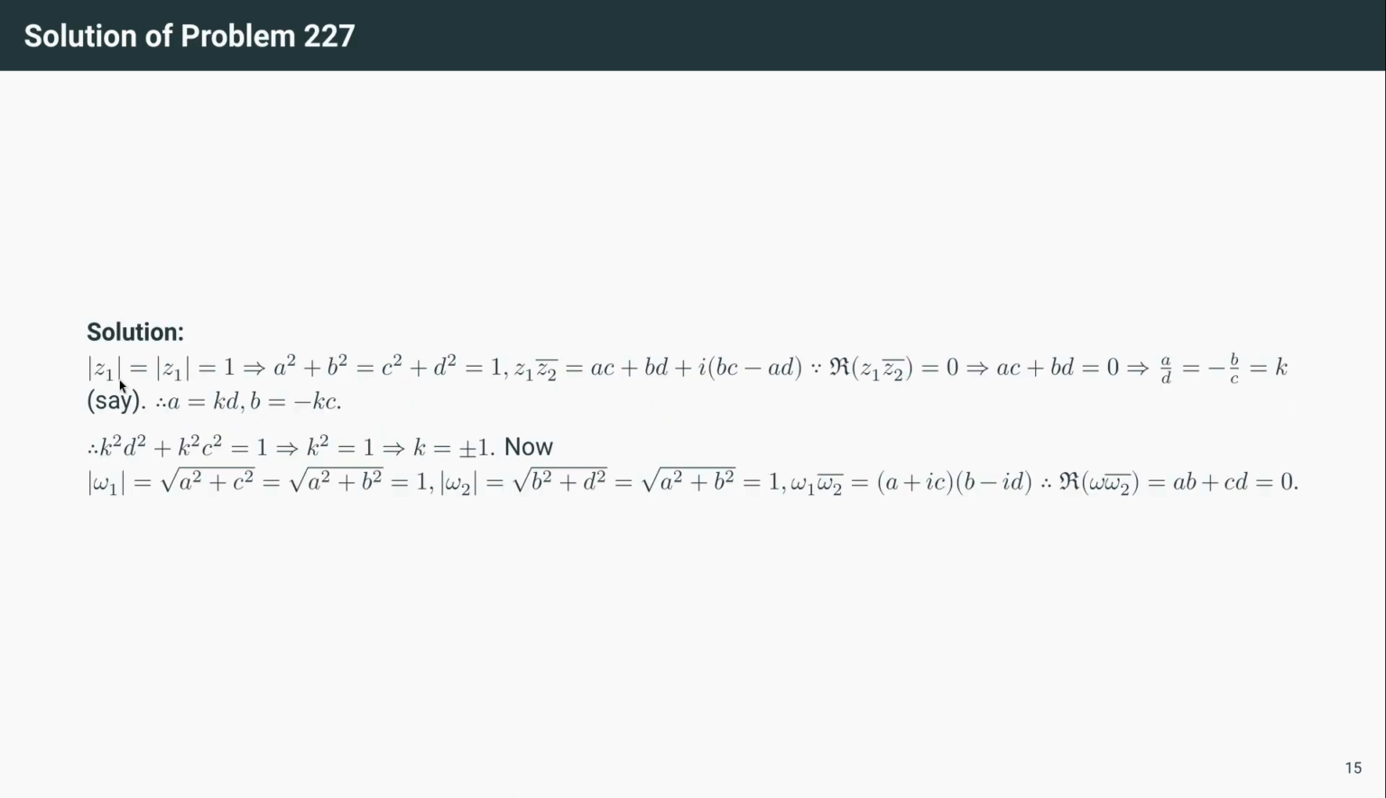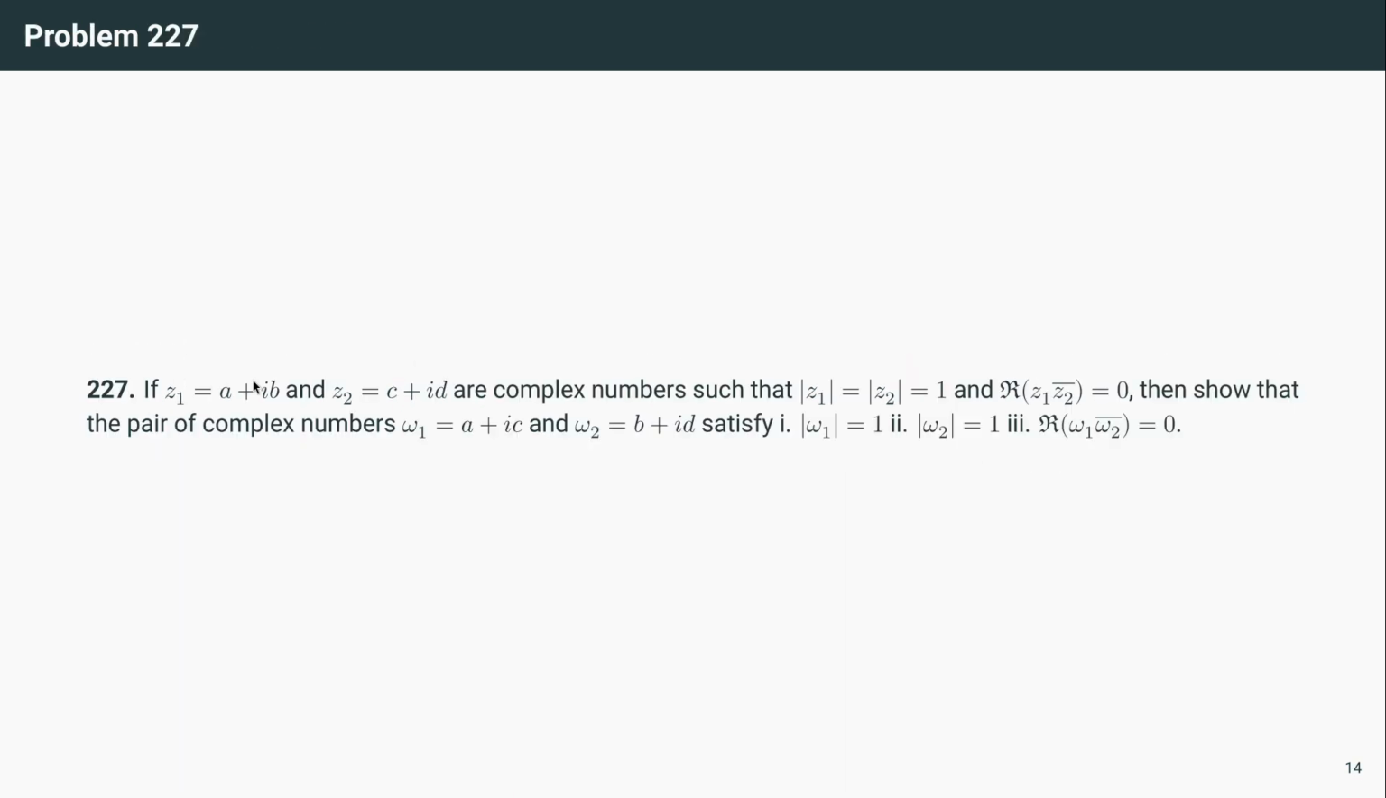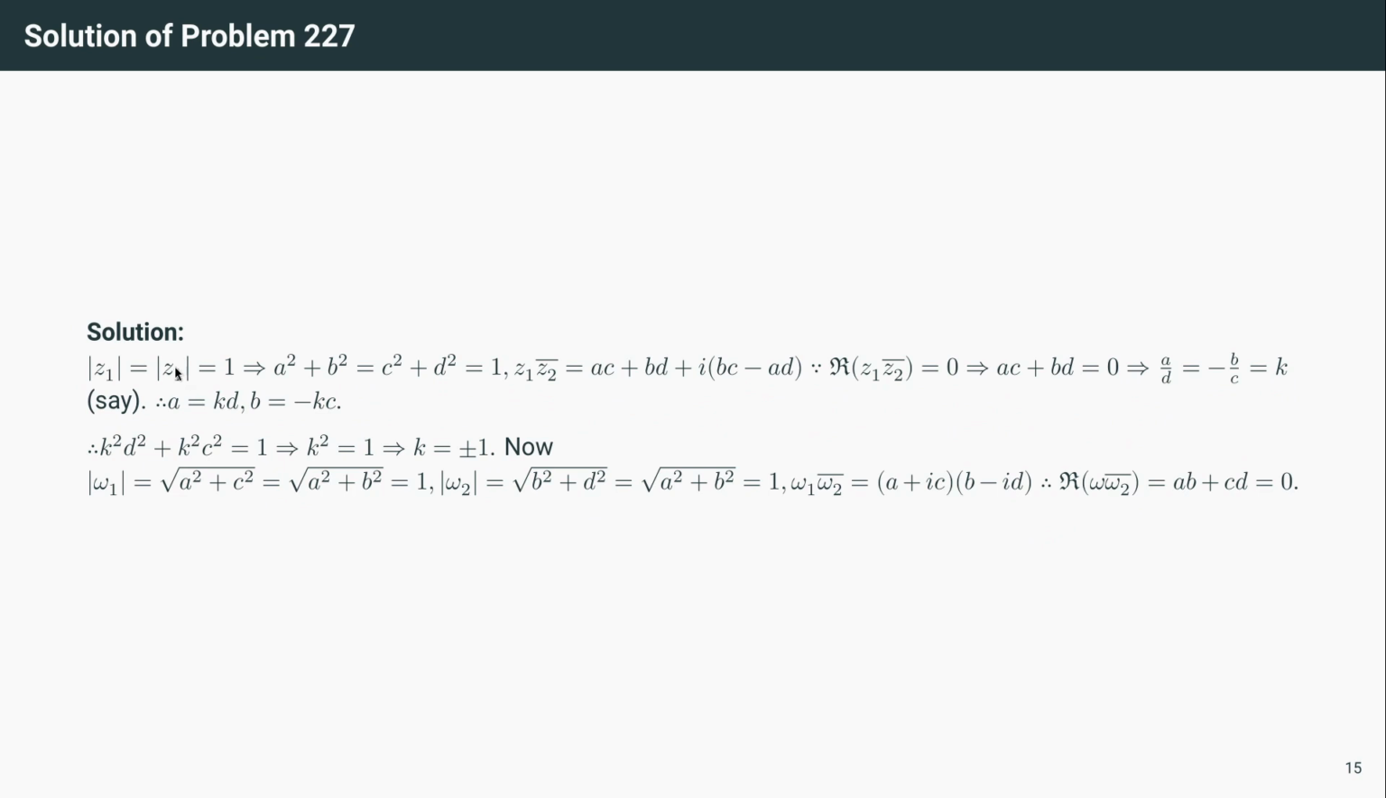So we are given that mod of z1 is equal to mod of z2 is equal to 1. This should be z2, there is a typing mistake. That means a square plus b square is equal to c square plus d square is equal to 1. Now z1 z2 bar will be ac plus bd plus i into bc minus ad. We are only interested in the real part, that is ac plus bd, which is given as 0.